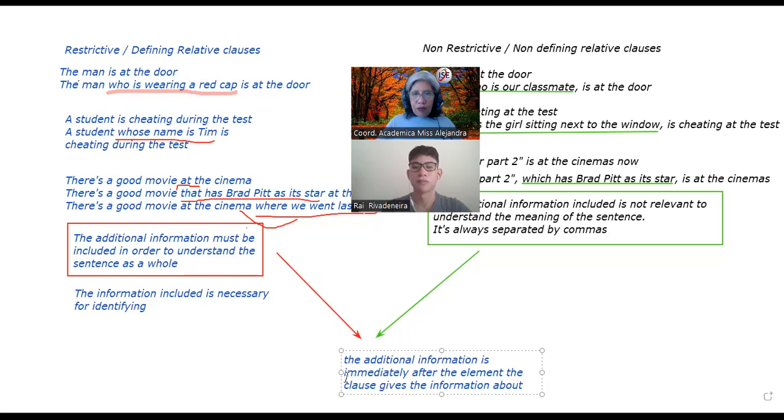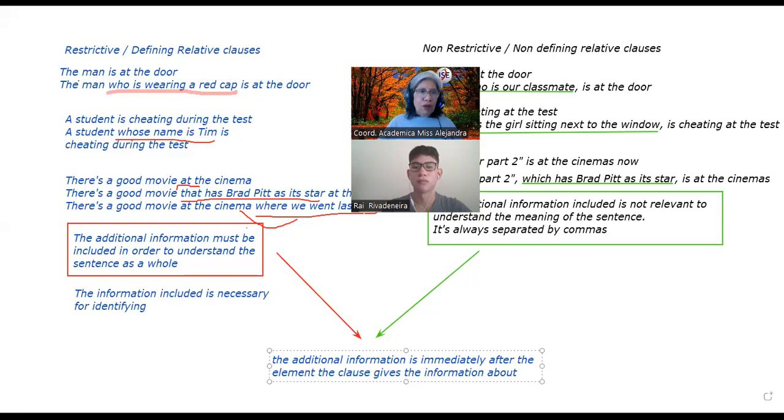The additional information is immediately after the element that the clause gives information about. Okay, it's immediately after. Notice: the man who is wearing a red cap. So I'm talking about the man, and the information is immediately after.